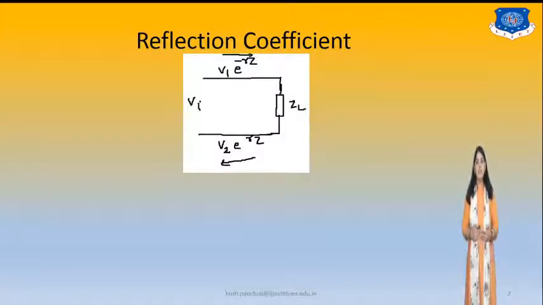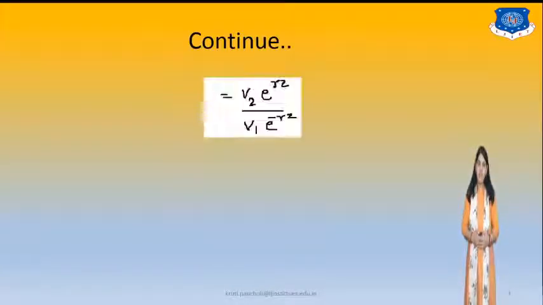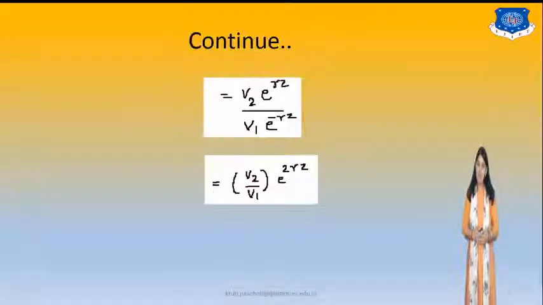Here you can see VI, the input voltage. The transmission line is connected at the other end via the load, that is ZL. Towards the load, the value is V1 e raised to minus gamma Z, and toward the source this value is V2 e raised to gamma Z. So we can write the reflection coefficient rho is equal to VR upon VI. We'll put in the values: it is equal to V2 e raised to gamma Z upon V1 e raised to minus gamma Z.